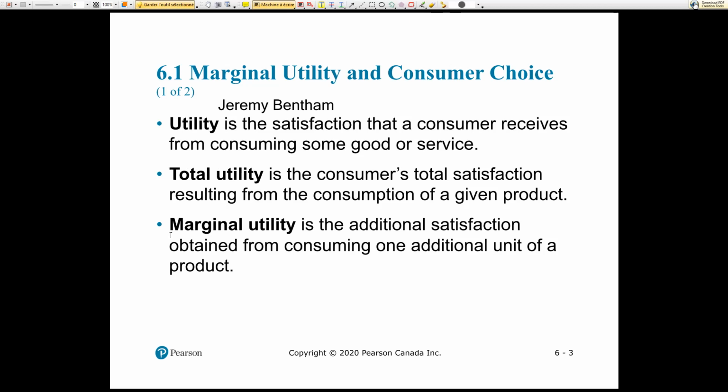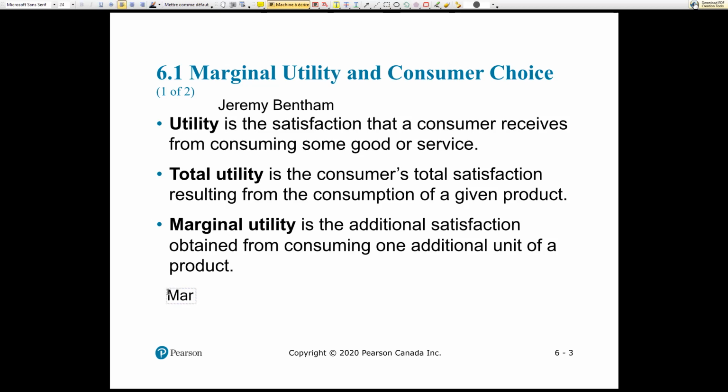So the two main concepts here are, first, total utility. It is a consumer's total satisfaction resulting from the consumption of a given product. What explains people's behavior is not necessarily their level of total utility, but their level of marginal utility. And what is marginal utility? It's whatever I can gain in my utility if I consume some other product, or if I choose this decision rather than that decision.